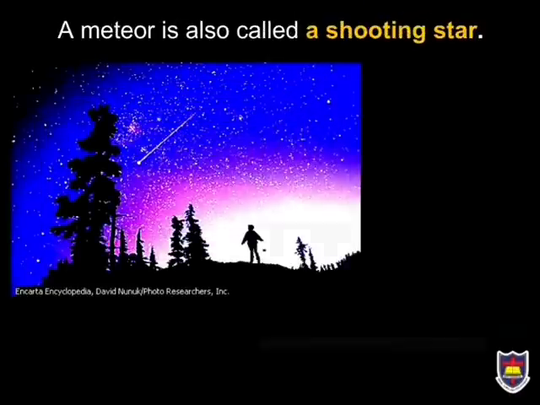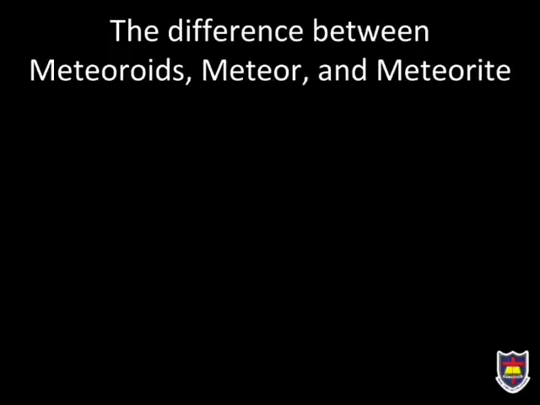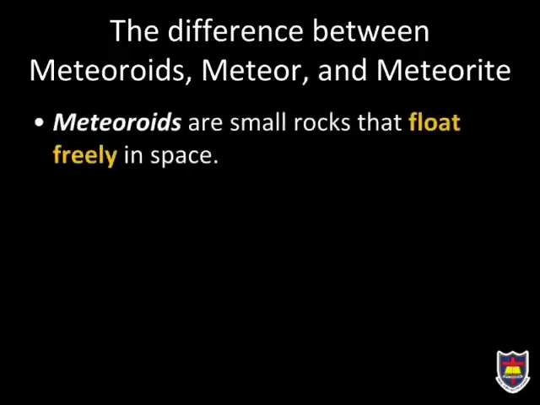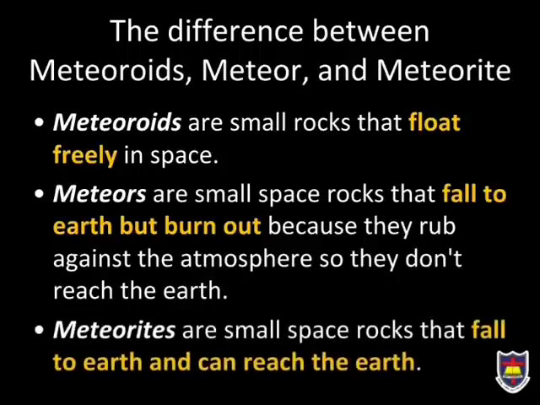Now we will learn about the difference between meteoroid, meteor, and meteorite. Meteoroids are small rocks that float freely in space. Meteors are small space rocks that fall to the Earth but burn out because they rub against the atmosphere, so they don't reach the Earth. Meteorites are small space rocks that fall to the Earth and can reach the Earth.